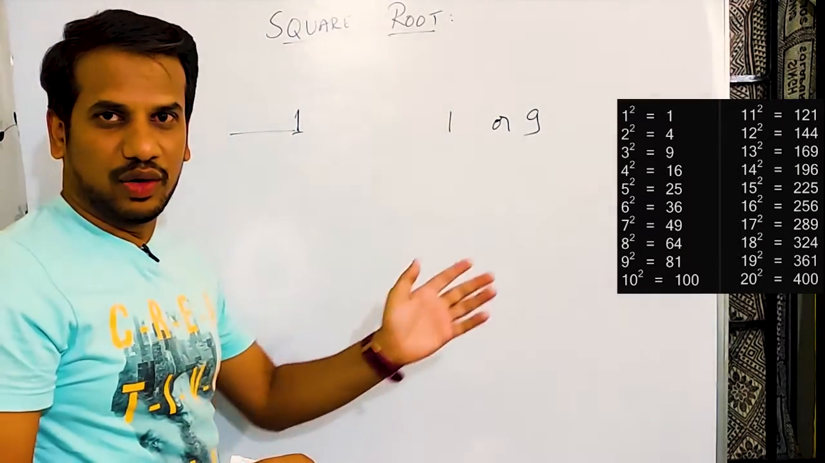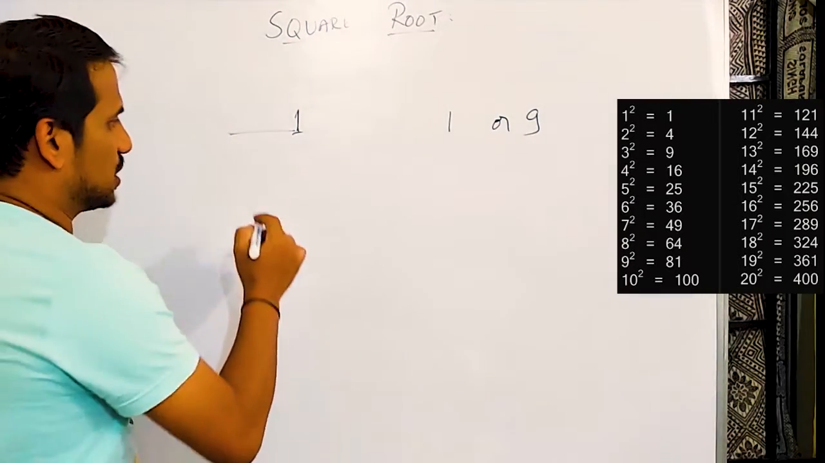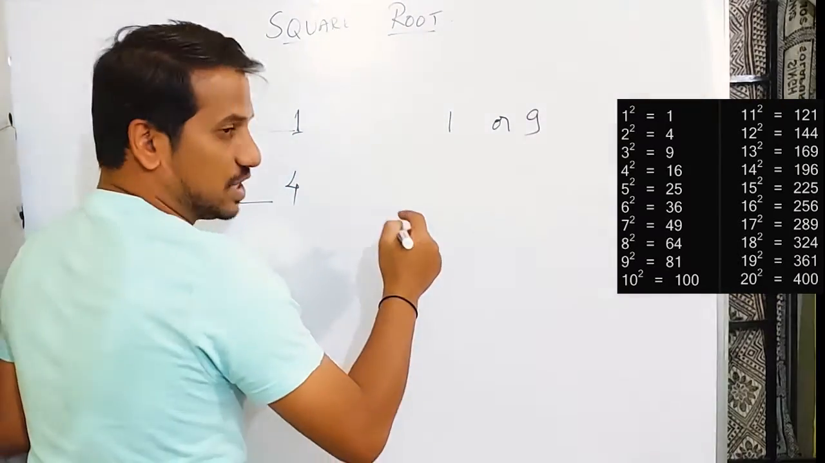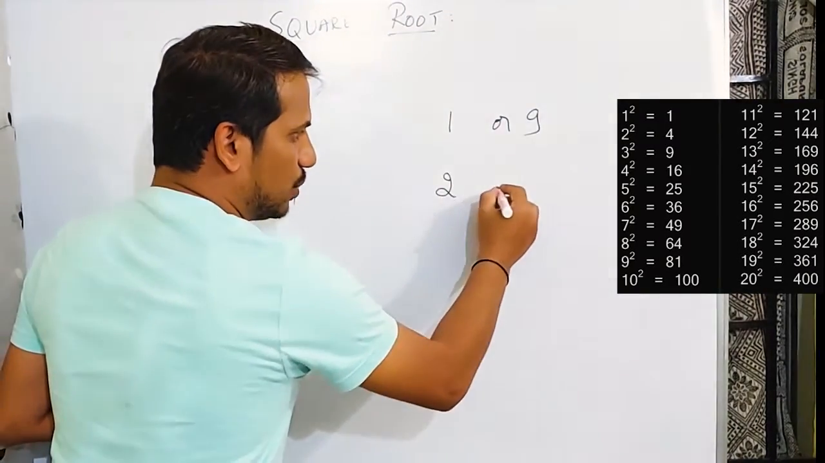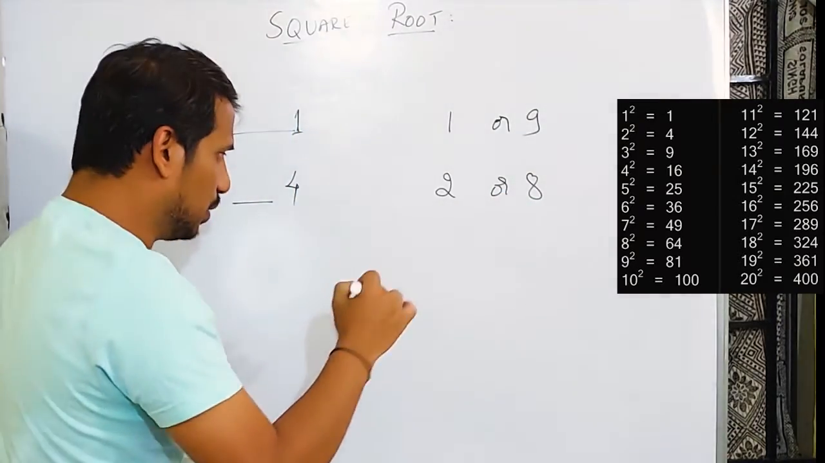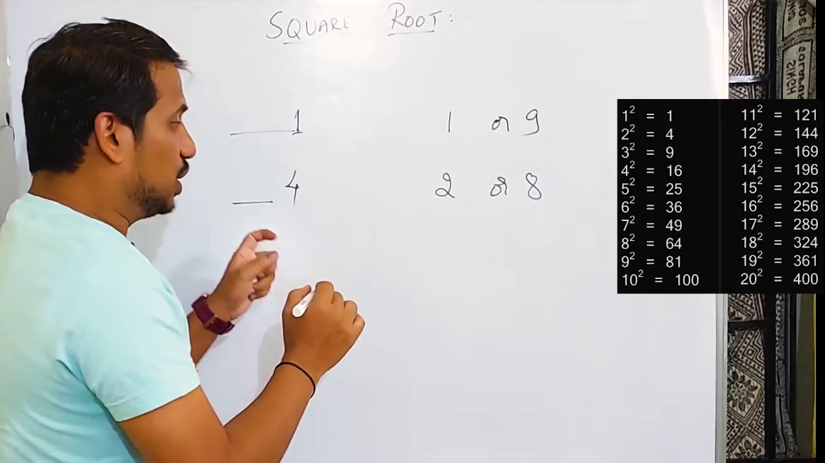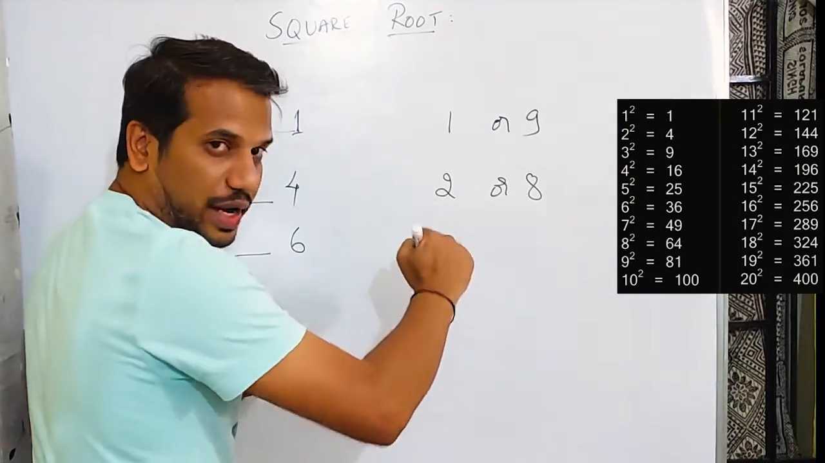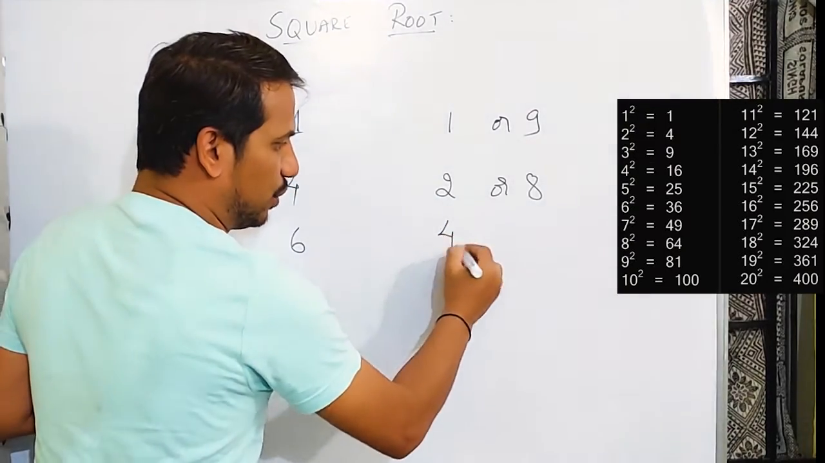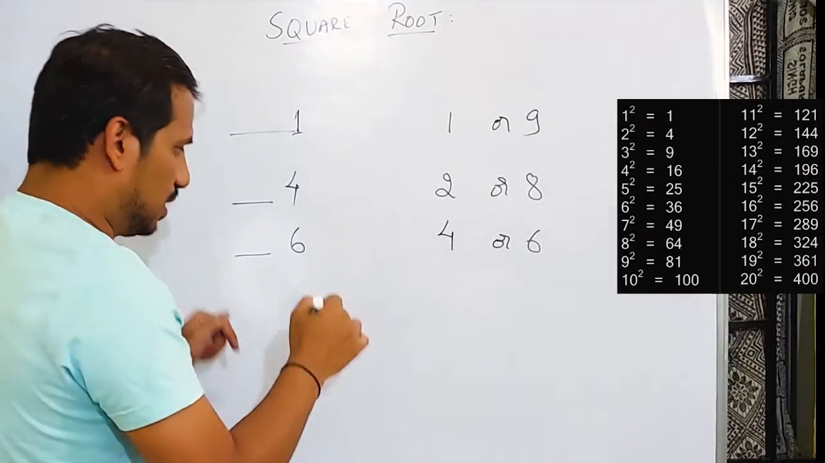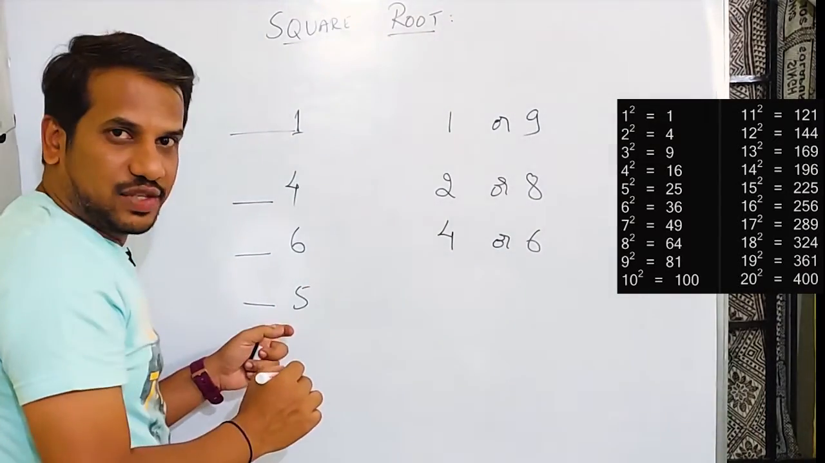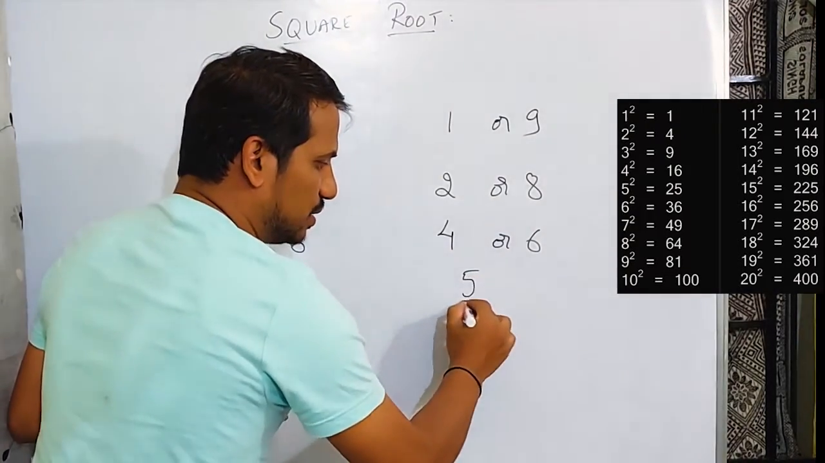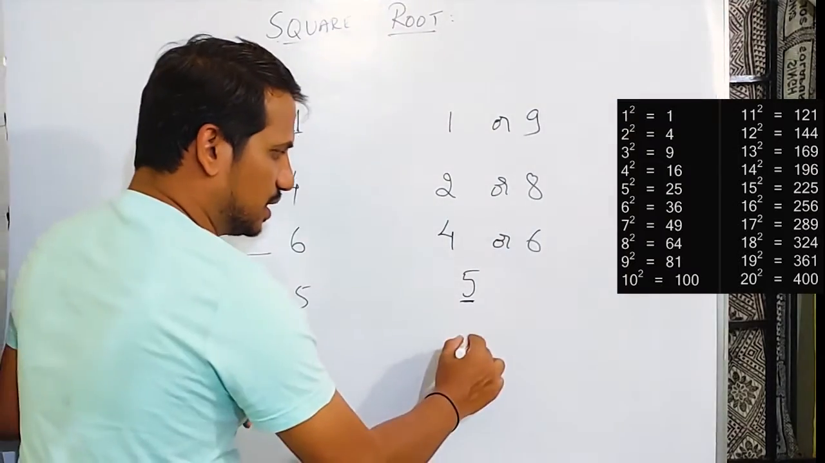Now keep on observing what it can be for the next numbers. Suppose the number ends with 4, its square root ends with either 2 or 8. Now whatever the number, if its unit digit is 6, then the square root ends with either 4 or 6. Now if the number ends with 5, then definitely the square root ends with 5, unit digit 5. If it's a 0, it's 0.